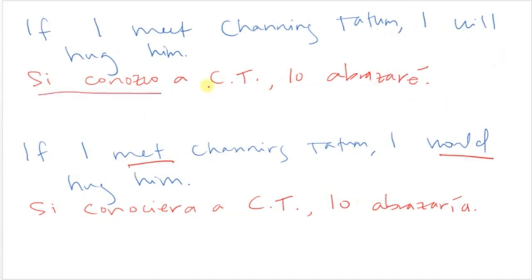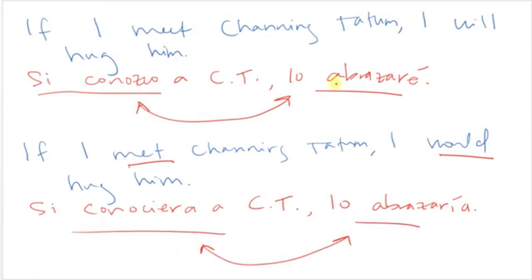And the clauses can be completely switched around. So I could say, lo abrazaré si conozco a Channing Tatum. I will hug him if I meet Channing Tatum. Or lo abrazaría si conociera a Channing Tatum. I would hug him if I met him. I can completely change these two clauses. The thing that I can't change is the si always has to go with the present tense. The si can never go with the future. And the si always has to go with the past subjunctive. The si can never go with the conditional. But I can switch the entire clauses around if I want to. If you have any questions, let me know. Thank you.